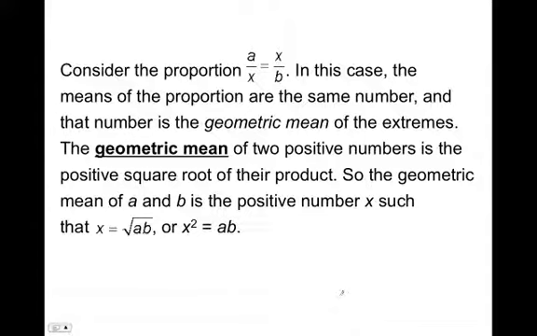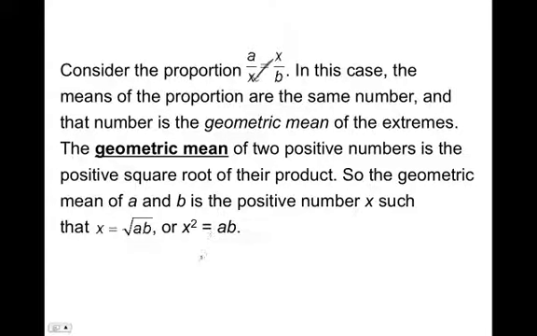And consider the proportion A over X equals X over B. In this case, the means of the proportion are the same number, in this case, X and X. And that number is the geometric mean of the extremes. The geometric mean of two positive numbers is the positive square root of their product. Remembering that with the square root you get positive or negative, but for the geometric mean we only want the positive. So the geometric mean of A and B is the positive number X such that X equals the square root of AB, or X squared equals AB.